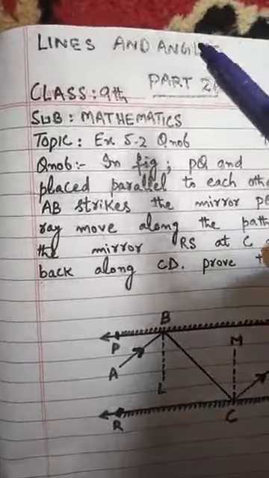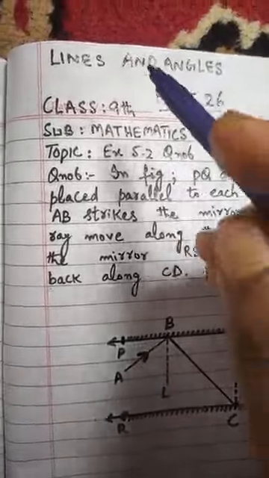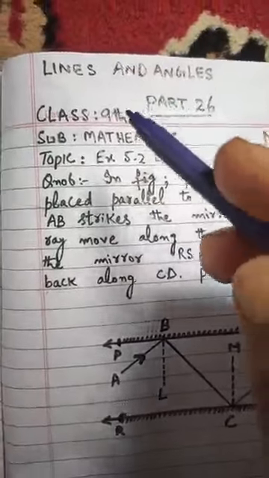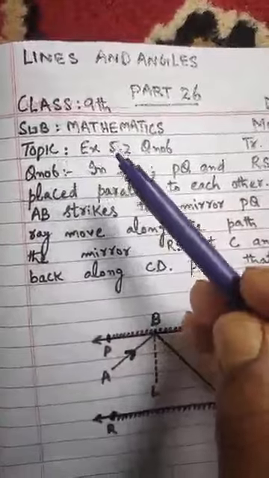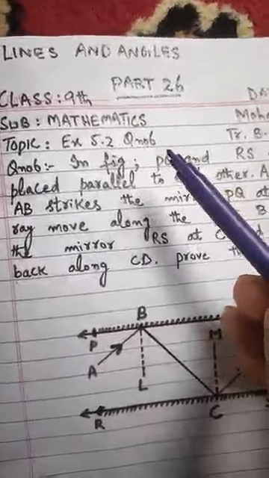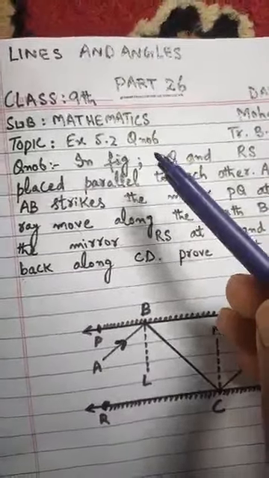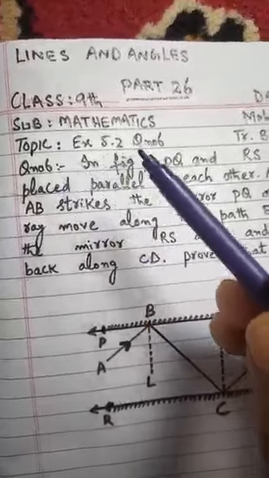This is our lecture number 26 from the chapter Lines and Angles in 9th class mathematics. Our today's topic is exercise 5.2, question number 6. Let's read out question number 6.